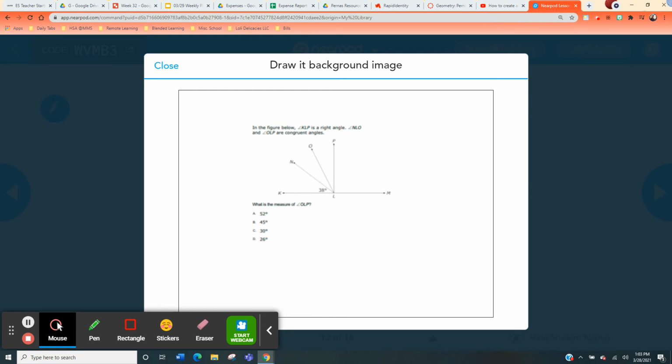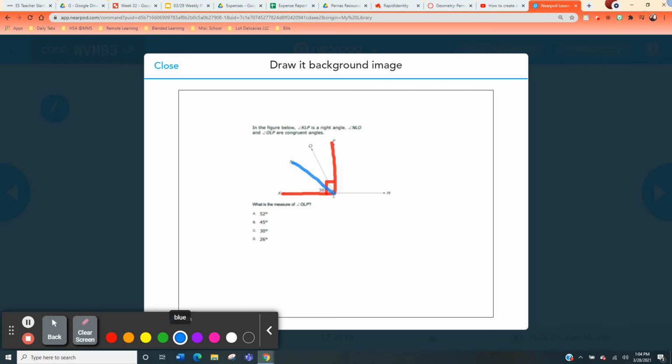This one says, in the figure below, KLP is a right angle. Okay, so I'm going to stop right there for a second. KLP. So that means KLP is a right angle, meaning it all equals 90. That's good to know. Then it says angle NLO and angle OLP are congruent. That's good to know too.